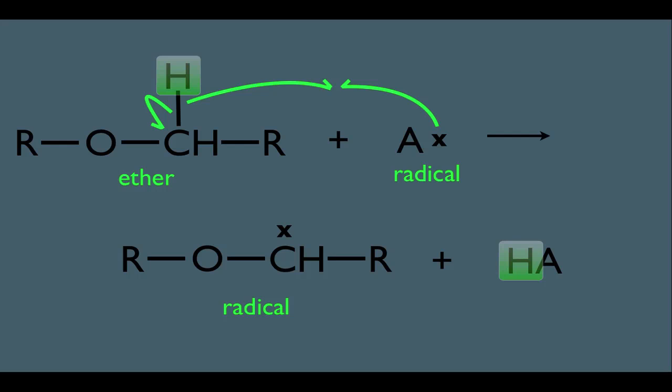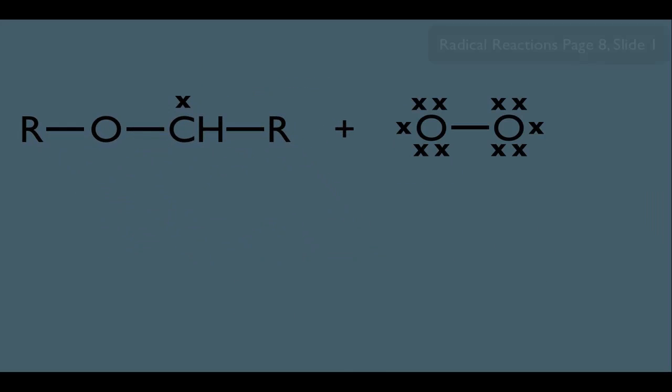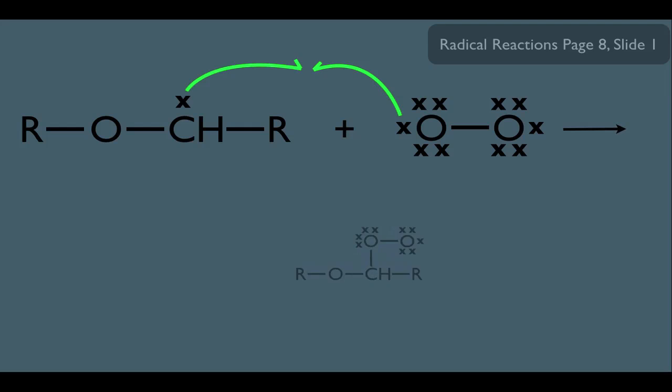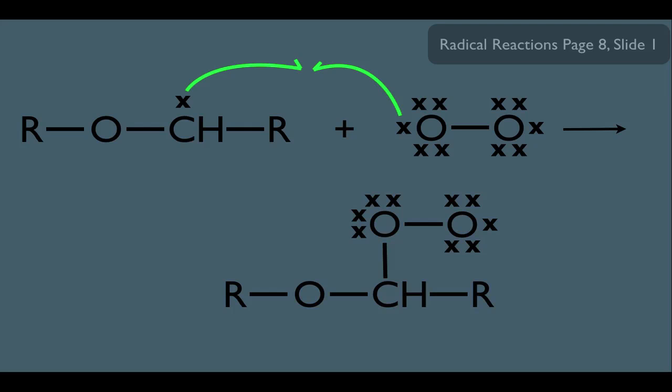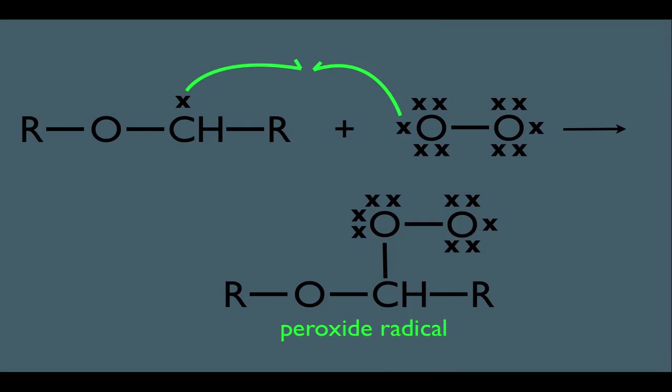Now, after this step, we take our newly formed ether radical molecule and we simply react it with O2. And here's the mechanism. The one electron here moves this way, and one of the electrons from O2 meets up with it. The result of this movement is this molecule here. This thing is simply termed a peroxide radical. However, we're not done yet.